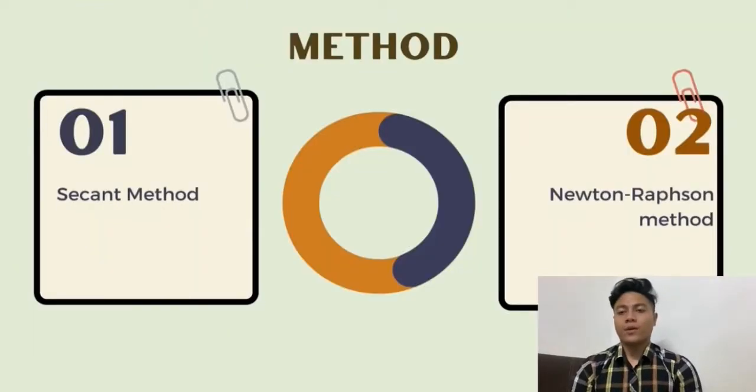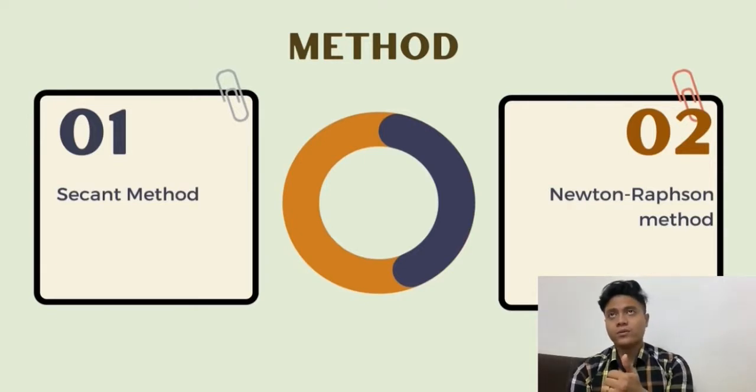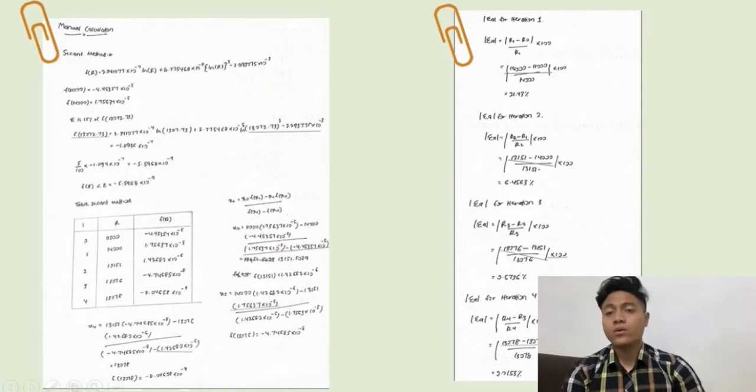In this part, I will explain about the method for our project. At the method, we use two solutions. The first solution is the secant method, and the second is the Newton-Raphson method. And now we go to the manual calculation. We can see the first manual calculation uses the secant method.